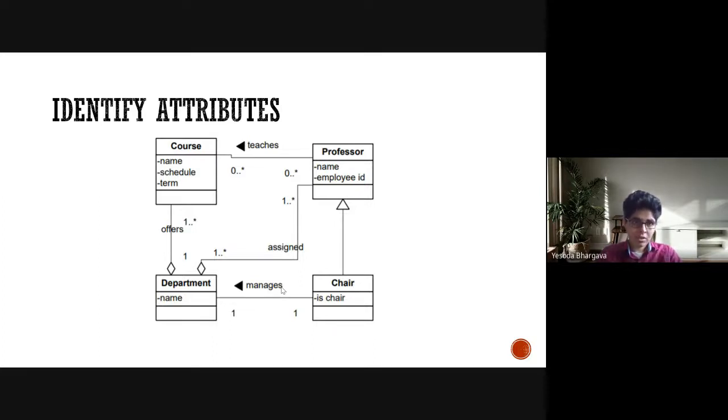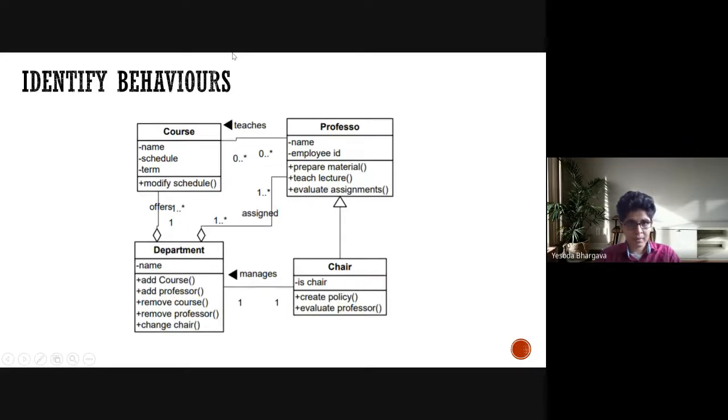After you have identified the attributes, you go on to identify the operations for different classes. These are the different methods that you can provide to the different classes based on how you imagine the system will work. So this is the very first crude version of your class diagram.